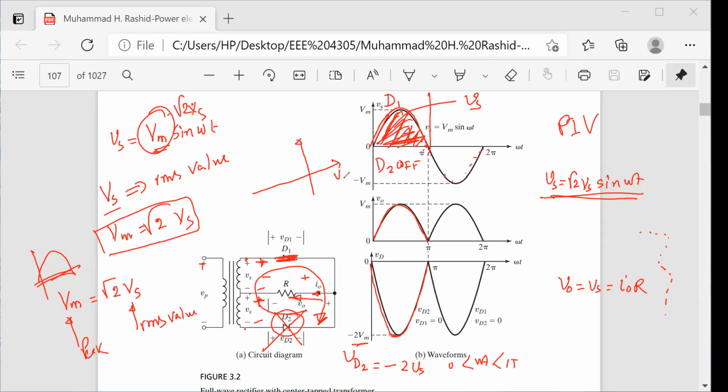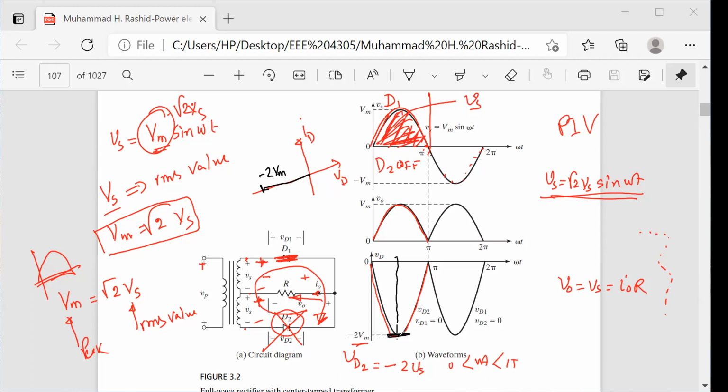Suppose this is V and this is I, the diode voltage and current. When D2 is not conducting, the current is 0. So this voltage minus 2 Vm appears across it, at the peak inverse voltage point. As omega t equals pi by 2, your D2 gets this minus 2 Vm. Am I correct or not? Do you understand what I said?